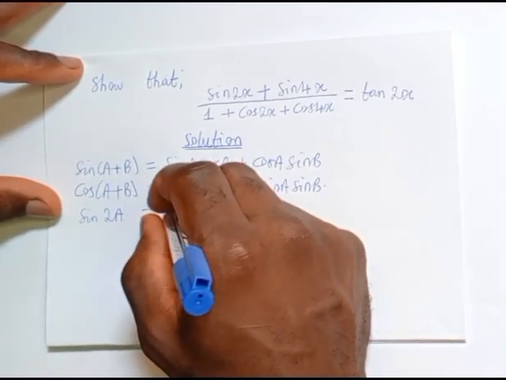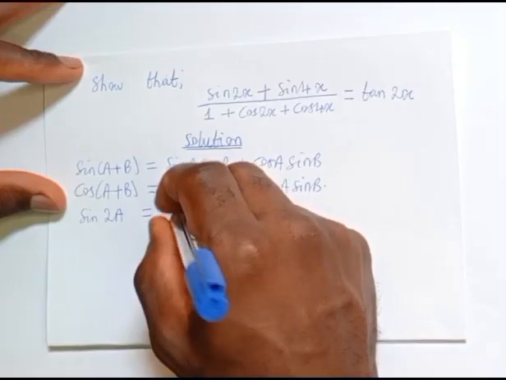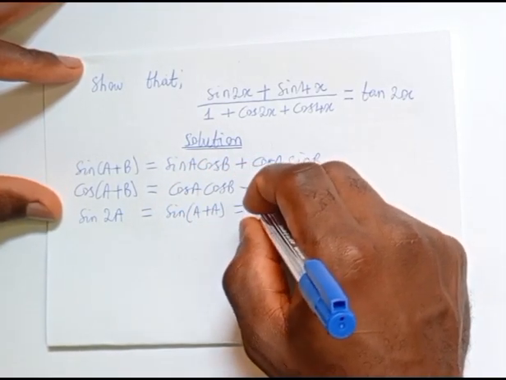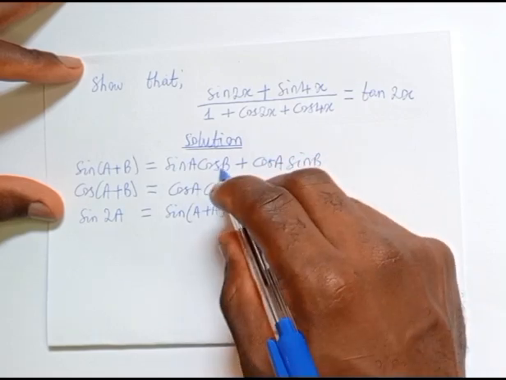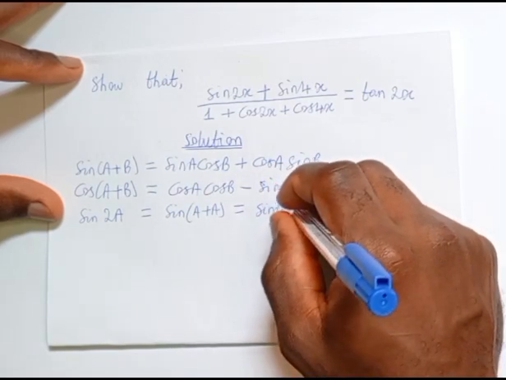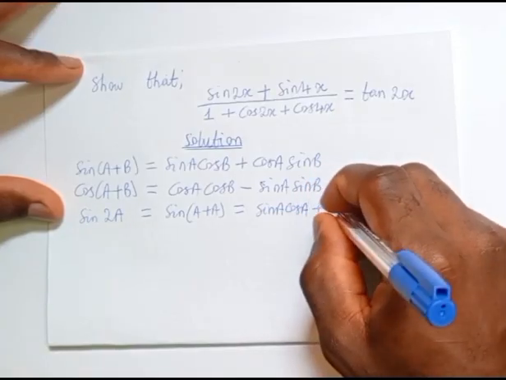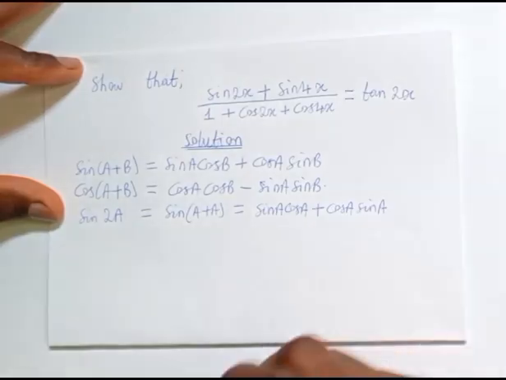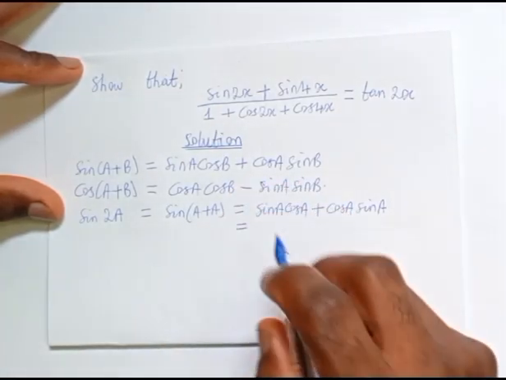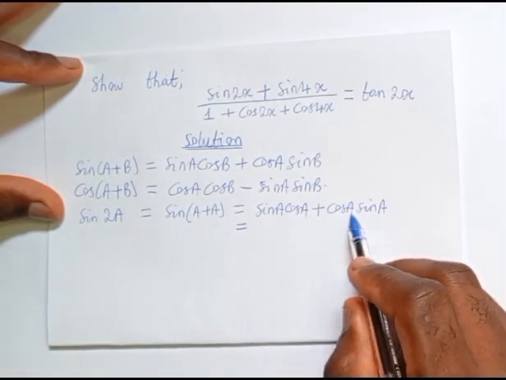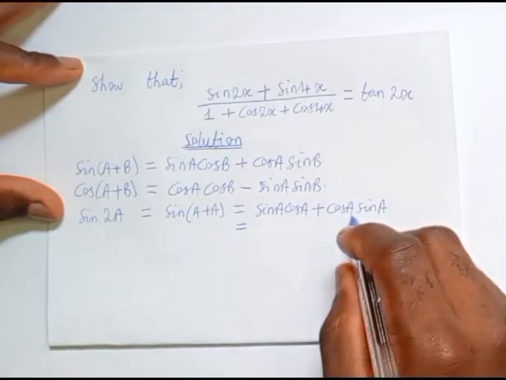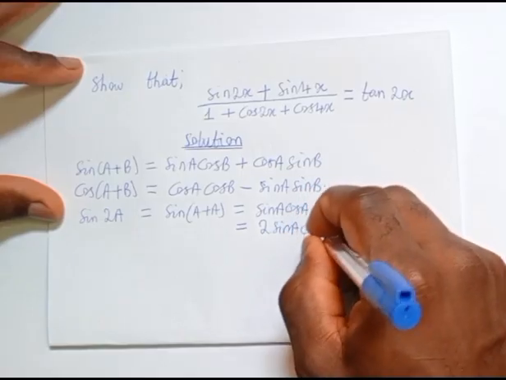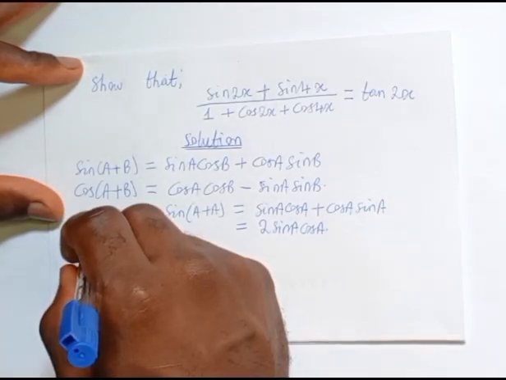The sine of 2A is simply equal to the sine of A plus A, which is simply equal to sine A. Making use of this our formula, we are going to replace B with A: cos A plus cos A sine A. And this will simply be equal to sine A cos A is the same as cos A sine A. Adding these two terms gives us 2 sine A cos A. Then we should recall this.